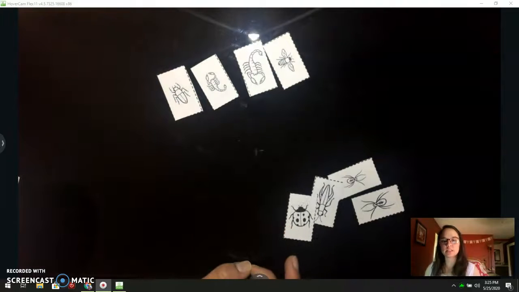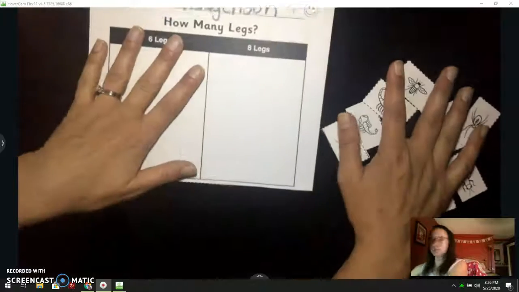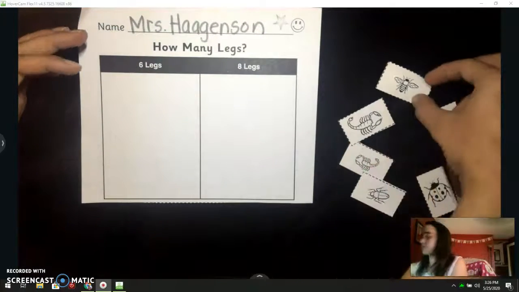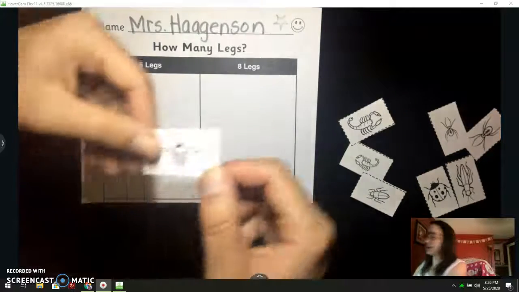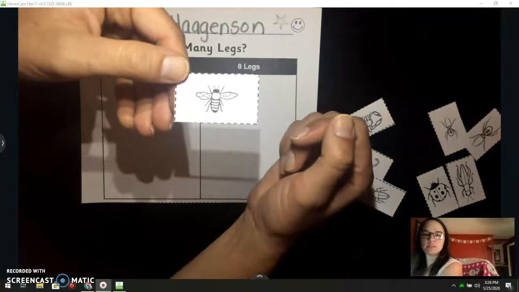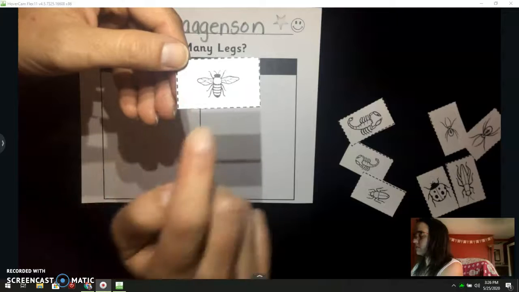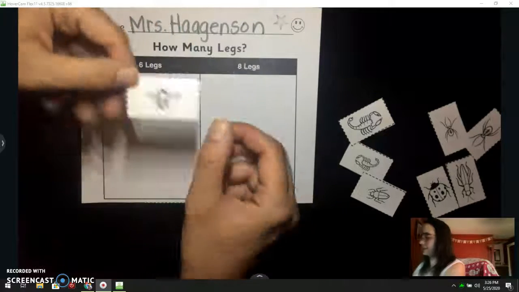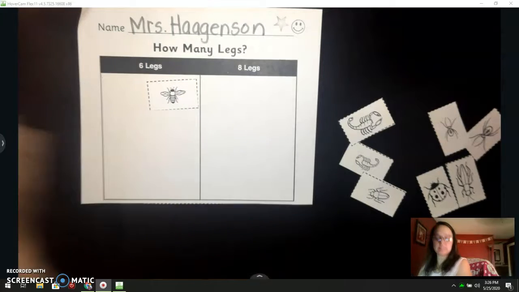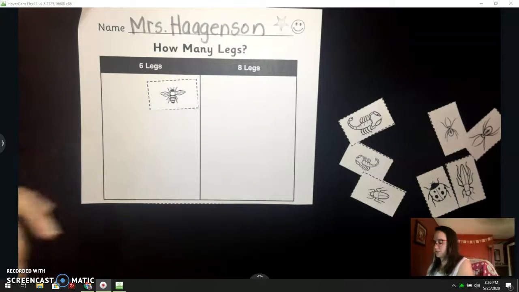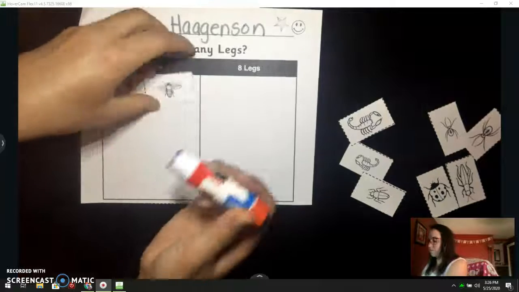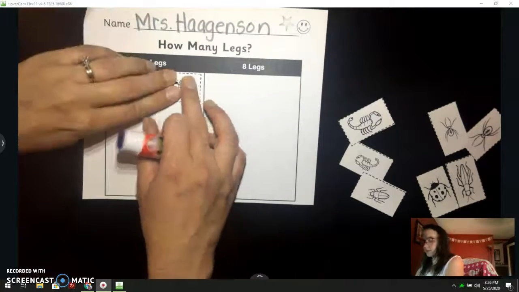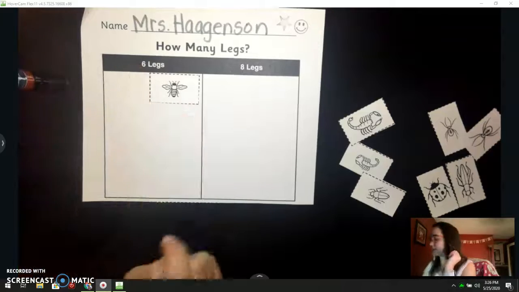Maybe long legs. But what they're asking us to do today is to count the number of legs and sort them. So I'm going to hold it up and we're going to count and see where it goes. Okay, this bee, he has 1, 2, 3, 4, and then if you look in front of the wings, there's 2 more, 5, 6. He's going to go on the 6-legged side. So take your glue stick. I have to turn mine up. Just a little bit of glue. And put him on the side with the number 6.